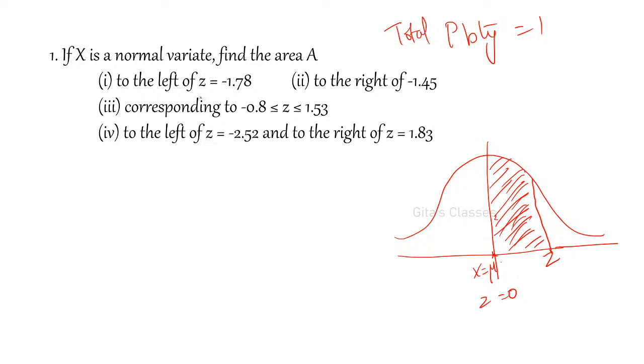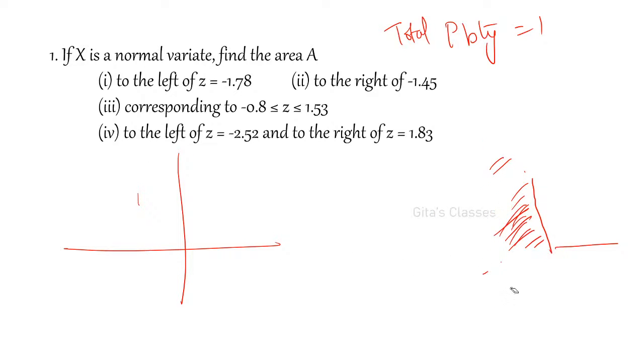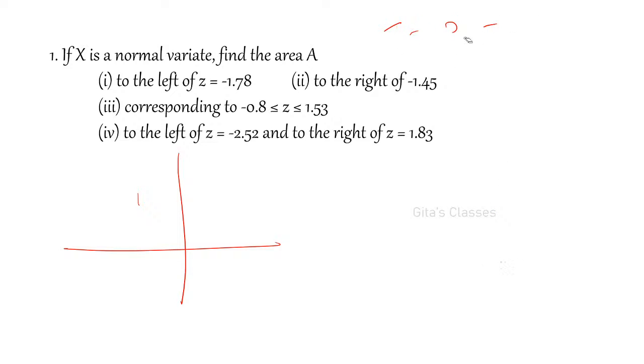So this problem, to the left of z is equal to minus 1.78. Please remember, if you want to make use of the table, you have to represent it in terms of the area from z is equal to 0 to the z value. So here what is given? Left of minus 1.78. Always remember one more important point: left hand side it is negative, right hand side it is positive. So here you are given left of minus 1.78, so z is equal to minus 1.78 will be on the left hand side of z is equal to 0, this line.